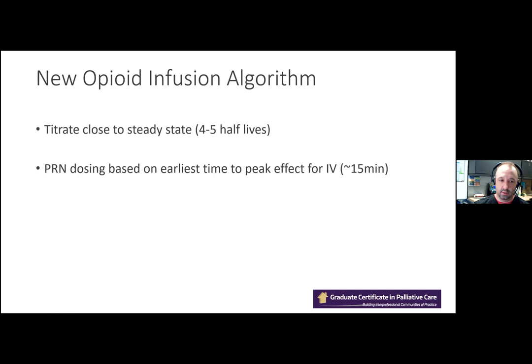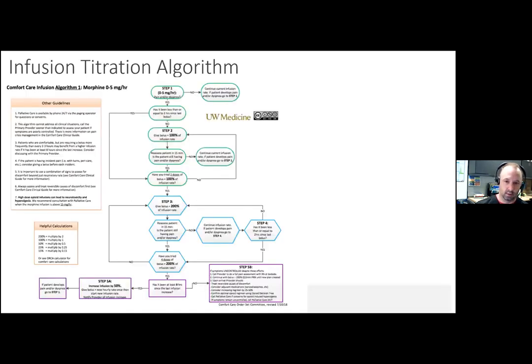Use PRN dosing based on earliest time to peak effect. So for IV, you want to do about every 15 minutes. So when we talk about our PRNs at this point, we want to be doing every 15 minutes. And you can escalate that dose. If someone's not responding to that dose, then that dosing can be escalated. And we'll see that on the next slide here.